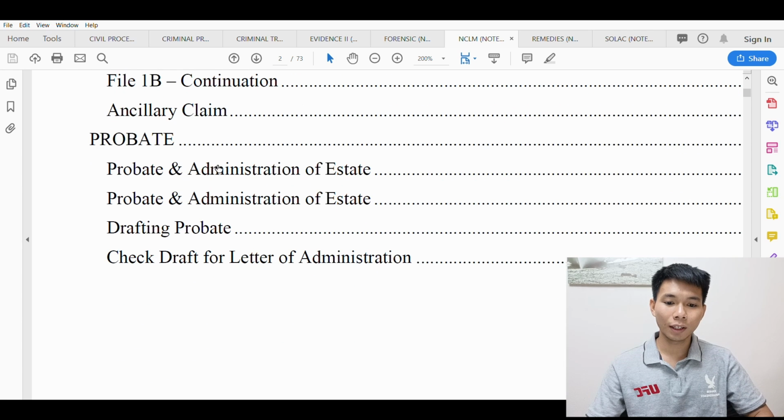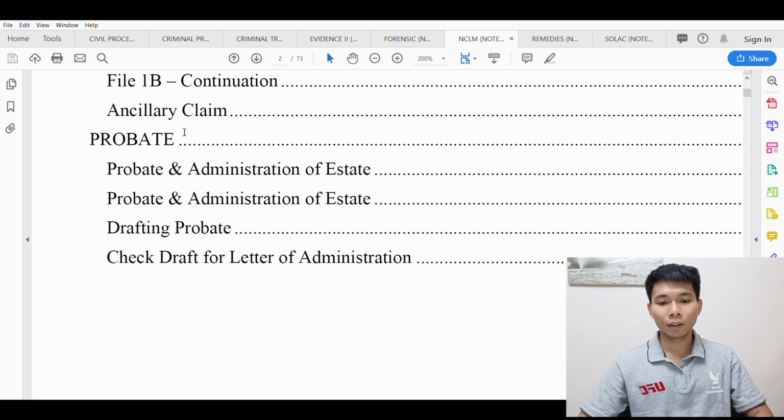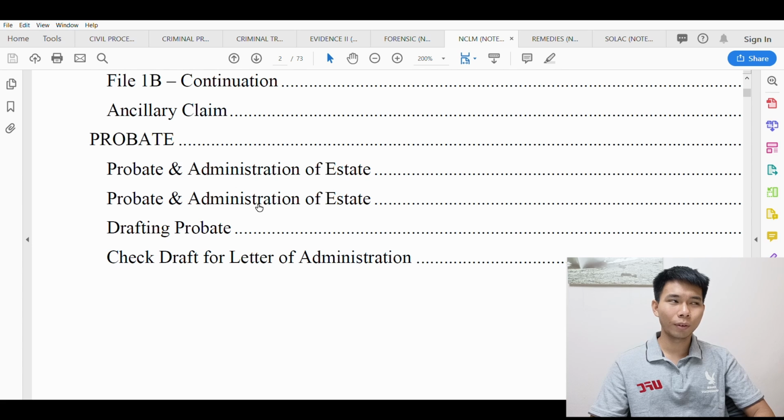And then probate is when a person dies, so they will leave their estate to distribute among the beneficiaries or the heirs. A probate is when a person dies with a will, but a person who dies without a will has to go through the letter of administration.